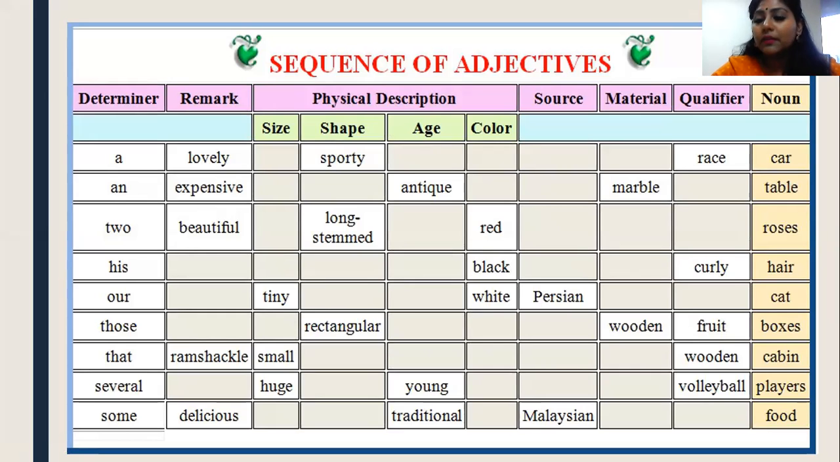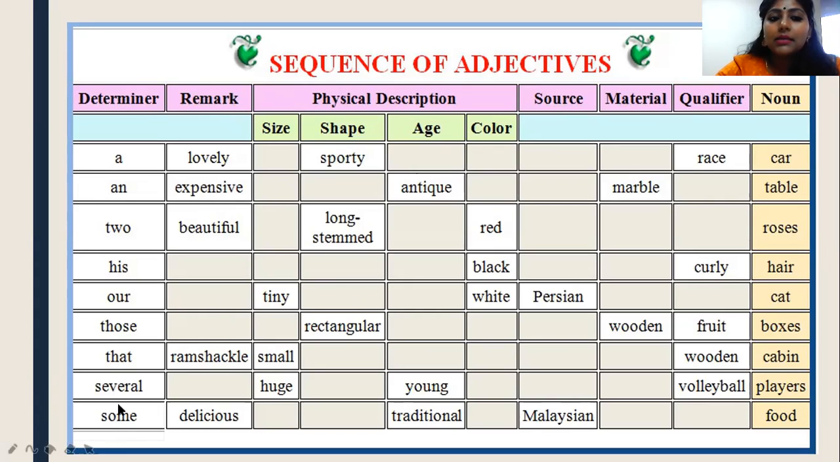Therefore, this sequence of adjectives would be very, very helpful, whereby you have to start with a determiner and a general remark. For example, lovely, expensive, beautiful, interesting, remarkable. All these are definitely general remark kinds of adjectives. And then always start with the size, continue with the shape, age, color. You focus on the source, and then material, qualifier, and noun. So there are so many examples here.